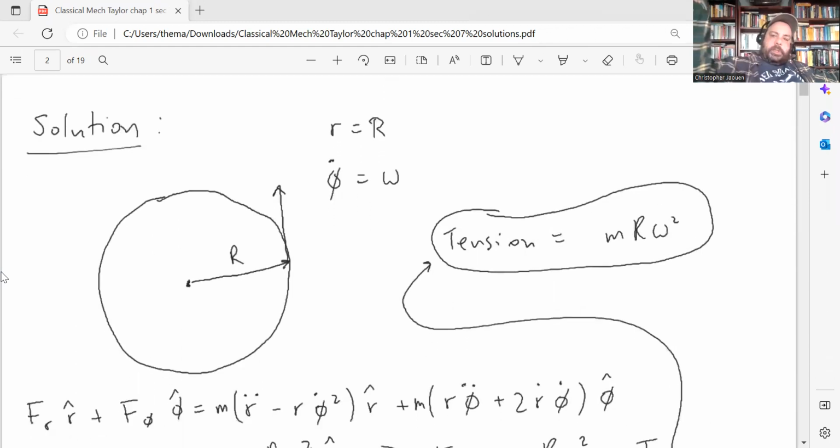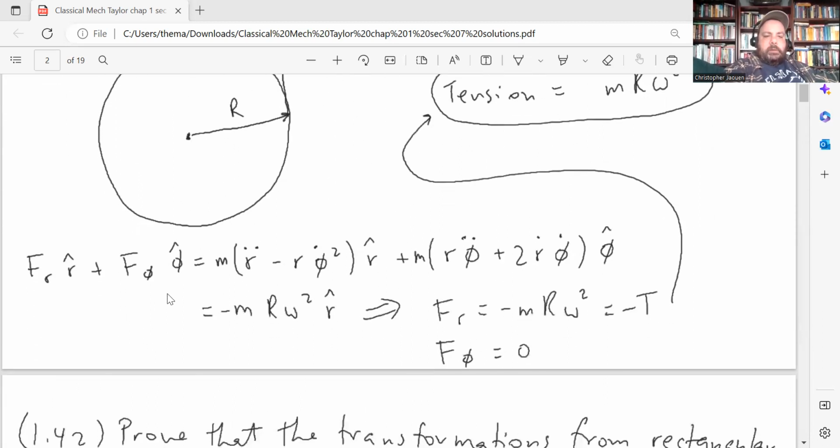So you're swinging the mass or whatever it is on the end of your string. The string has length r, so that's fixed. So the radius of the circle is capital R, and also it has fixed angular velocity of omega. Okay, so phi dot is equal to omega.